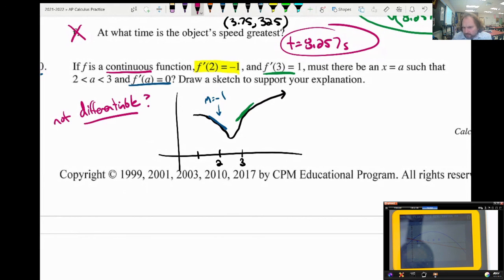So we should consider the case that you actually, instead of having this line, what if we had a cusp there? What if our graph came down like this and then bounced off and went like that? That would mean at no point is the slope 0 in this range. So the answer here is no. There could be a cusp.